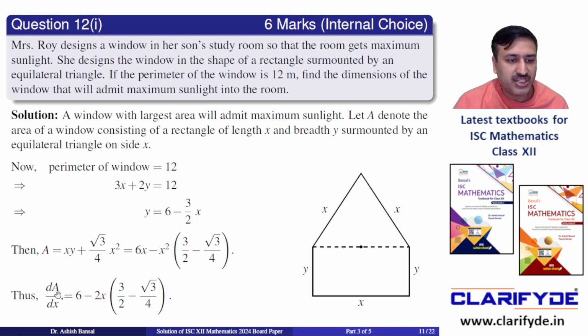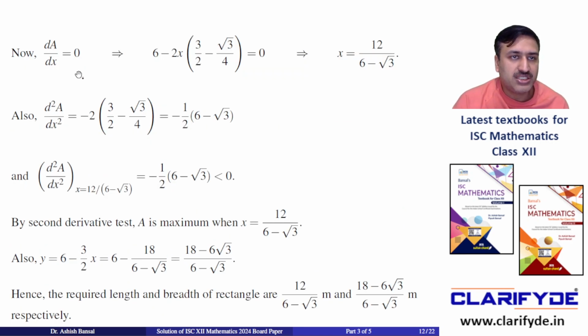Now we can compute the derivative of A with respect to x to get this value. Putting dA by dx equal to 0, we get x equal to 12 by 6 minus root 3. Now the second derivative of A with respect to x can be computed to get this value. The second derivative of A at this value of x is negative. So by the second derivative test, A is maximum when x is equal to 12 by 6 minus root 3. And for this value of x, the corresponding value of y is 18 minus 6 root 3 by 6 minus root 3. And these are the required length and breadth of the rectangle respectively.